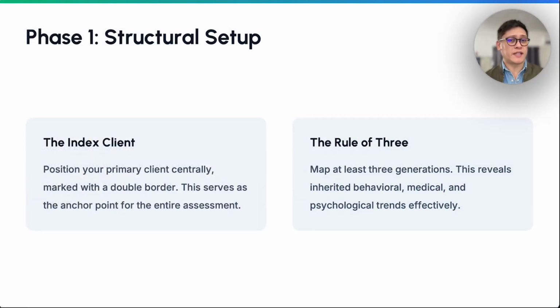Step one in our step-by-step genogram tutorial is the structure. You always start with your primary client. You mark them with a double border circle or square so they stand out instantly. Then follow the rule of three. Move up to parents, then up again to grandparents. Mapping 3 generations is the gold standard for mapping multi-generational family dynamics because it's the minimum distance needed to identify repeating behavioral or medical cycles.